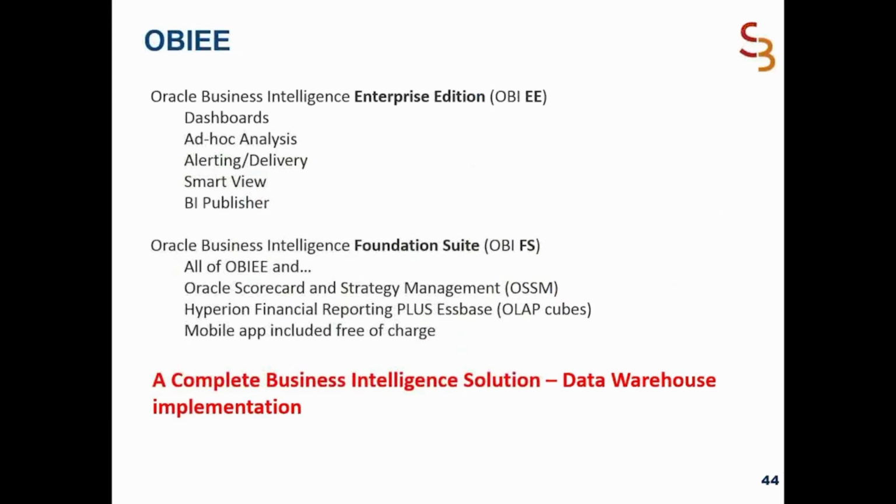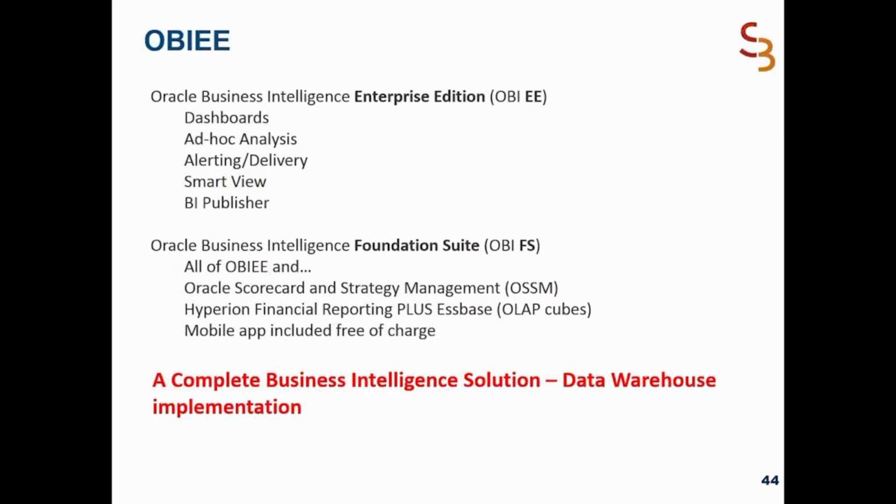So what is all included with Oracle Business Intelligence Enterprise Edition? Well, you get the dashboards, the ad hoc analysis, you get the alerting and delivery, you get SmartView, which is basically integration of Microsoft Office, and you get the full Enterprise BI Publisher. So you have a full range of reporting capabilities and business intelligence. In addition, with the Foundation Suite, you also get everything that was included with OBIE, plus you get Oracle Scorecard Strategy Management, Hyperion Financial Reporting, and the mobile apps. So you can see it's a full-blown business intelligence solution that provides all the comprehensive reporting that you would need.